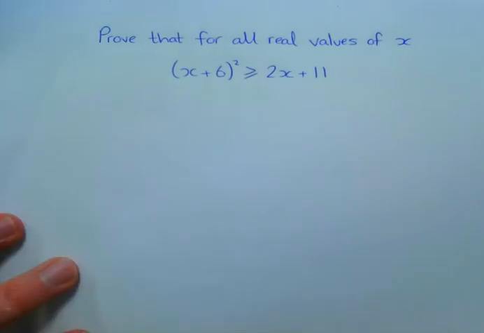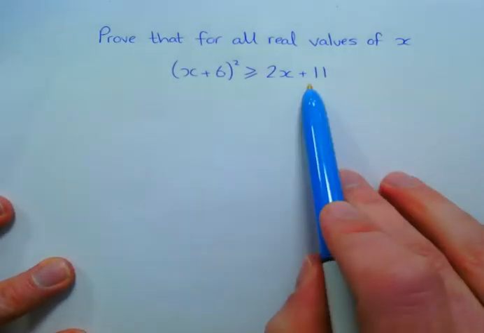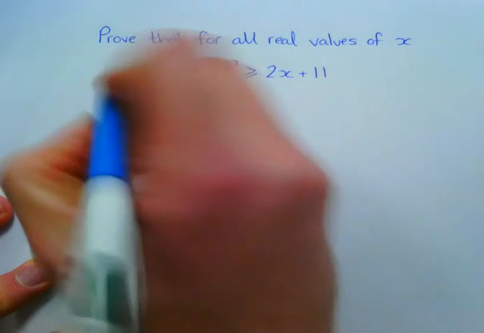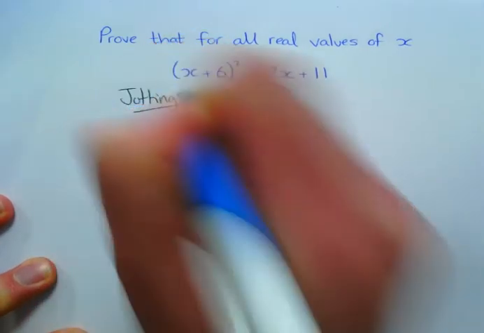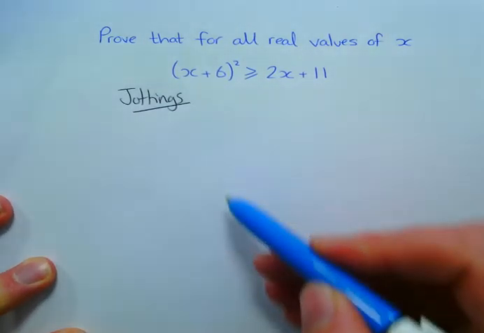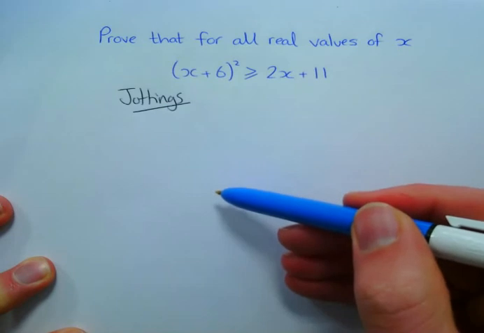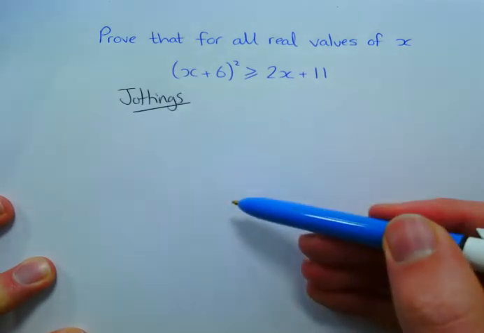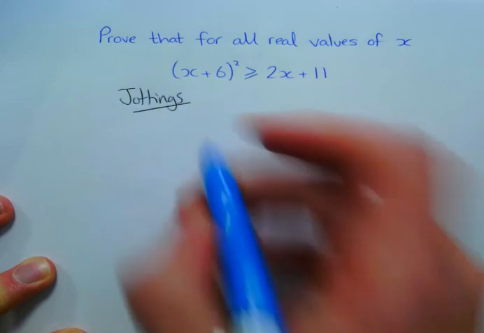So here we've got to prove that for all real values of x, this. So I'm going to start with my jottings. And no one's going to mark your jottings, even if you don't write the word, because it's not starting from an axiom, so this isn't part of your proof. So I would go ahead and just, for your own benefit, write the word jottings.